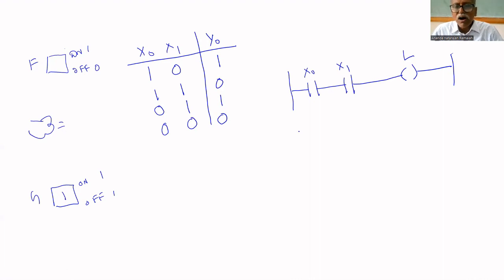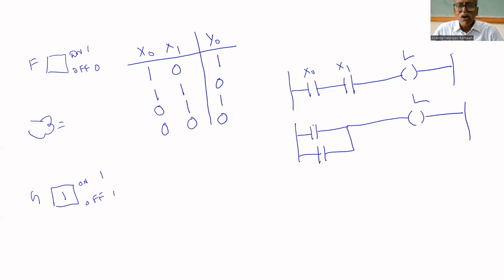This circuit is called OR. Already we have seen OR logic. If this is on or this is on, the lamp will be turned on. Am I correct or not? So if you put two switches in parallel, then it is called OR logic. You have to write a program for XOR logic.